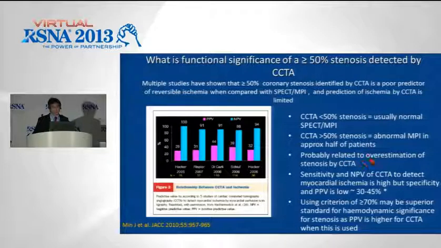This is probably related to overestimation of stenosis by CT. And all these studies show that basically sensitivity and negative predictive value of CT to detect ischemia is high, but specificity and positive predictive value is very low. But if you use a criterion of more than 70%, this may be a superior standard for hemodynamic significance for stenosis, as the positive predictive value is higher.